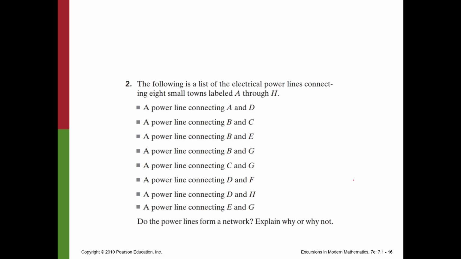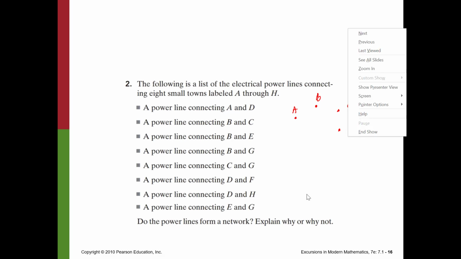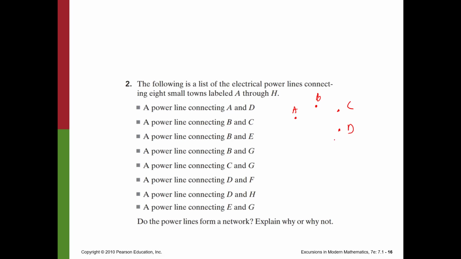So the following is a list of electrical power lines connecting 8 small towns labeled A through H. So we need 8 small towns: A, B, C, D, E, F, G, and H. A power line connecting A and D. So A and D are connected via a power line. A power line connecting B to C.